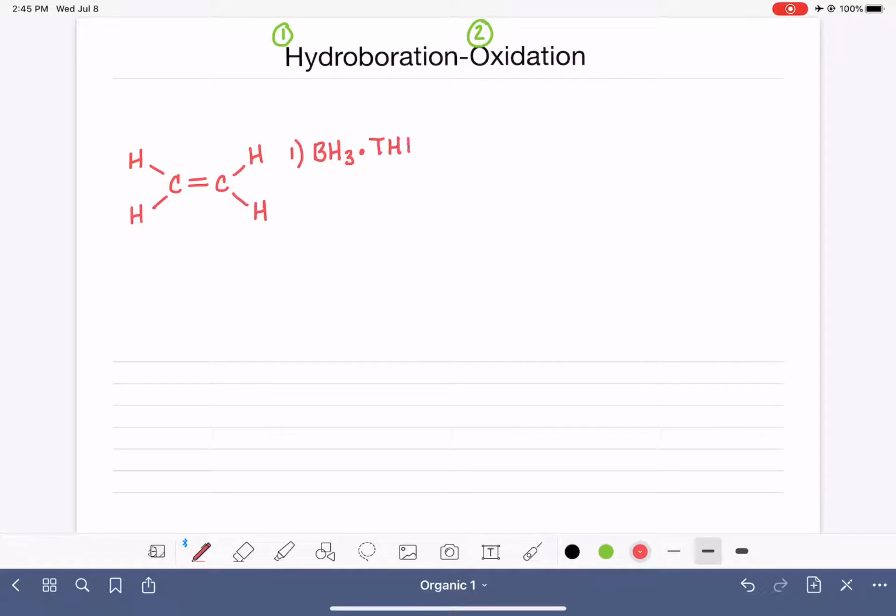There are two different ways that we can commonly see borane written as a reagent. One method, the way that I just wrote, is BH3 dot THF. The other way that this could be written is B2H6. Both of those notations mean the same thing, and again, this is called borane.